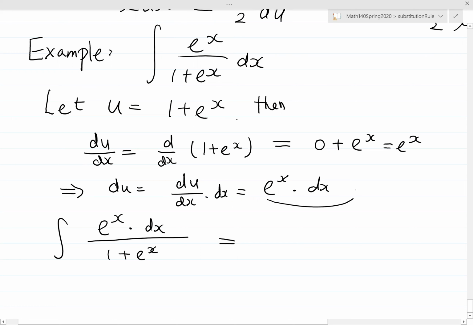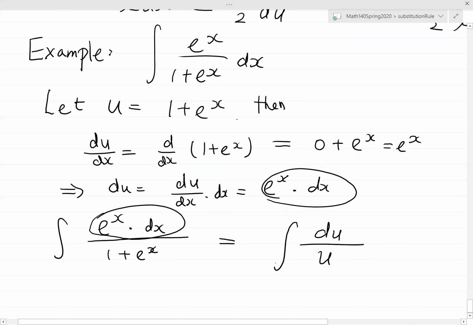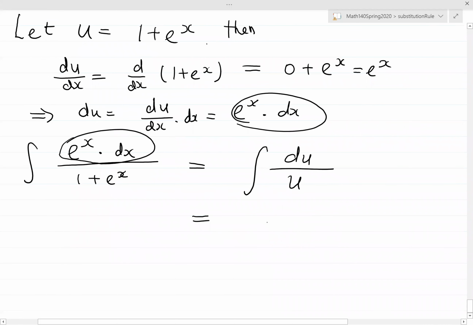Now you see e to the x dx, we substitute by du, by what we just did in the last step. Then 1 plus e to the x, by our substitution, is u. So this is du over u. Du over u has antiderivative log of the absolute value of u. Then we return to the original variable x. u is 1 plus e to the x, which is positive, so we can take off the absolute value symbol. And then we are done for this problem.